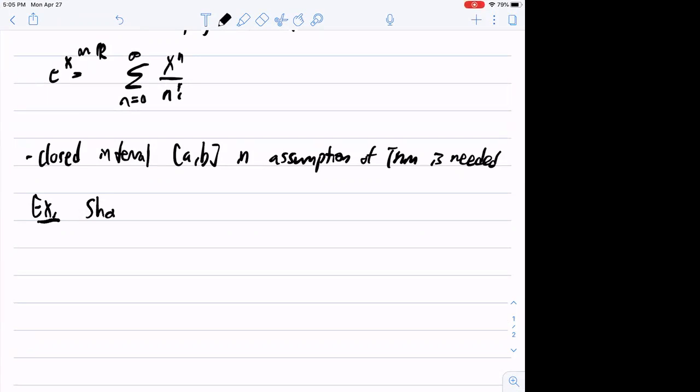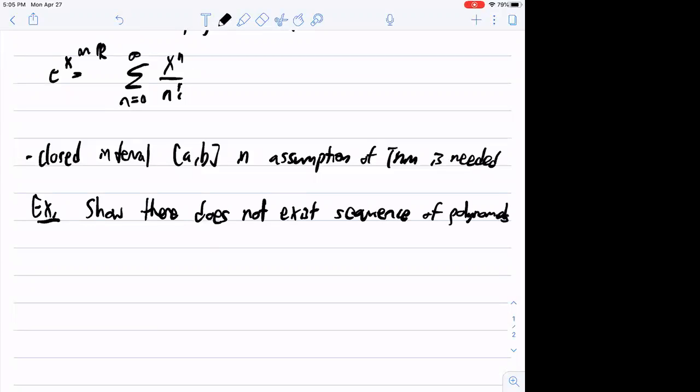Okay, so show there does not exist a sequence of polynomials P_n(x) going to f(x) = sin x uniformly on R. Before we do this, let me just tell you the idea, and then we'll go over the proof next time. It's not that hard, but I'll let you think about it.